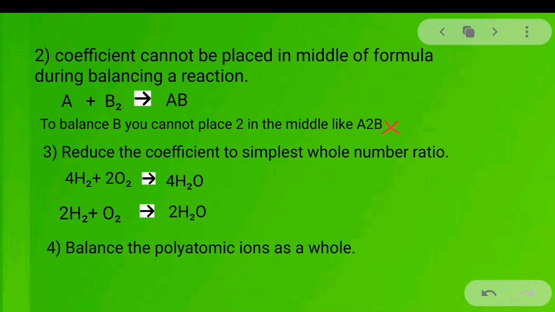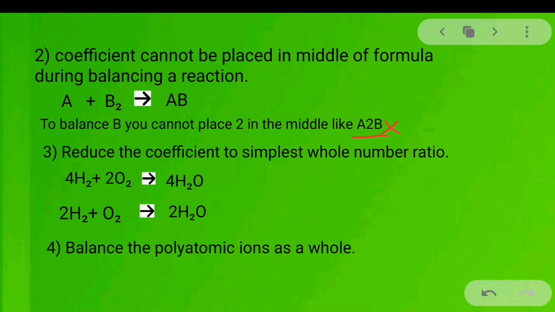Now, let us know what is the second rule. A coefficient cannot be placed in the middle of the formula during the balancing of a chemical reaction. Suppose the reaction you need to balance is A plus B2 gives AB. To balance the equation, we need to balance the B atom. To balance the B atom, you cannot put 2 in between. You cannot write the formula A2B. So, children, we cannot change the subscript, or put the coefficient in the middle.